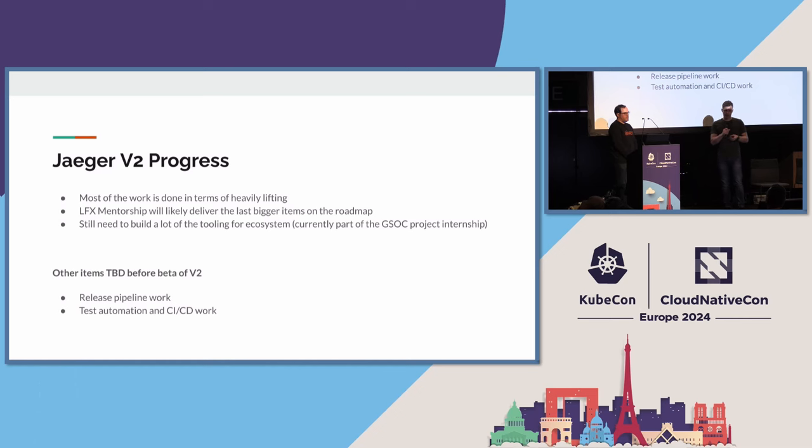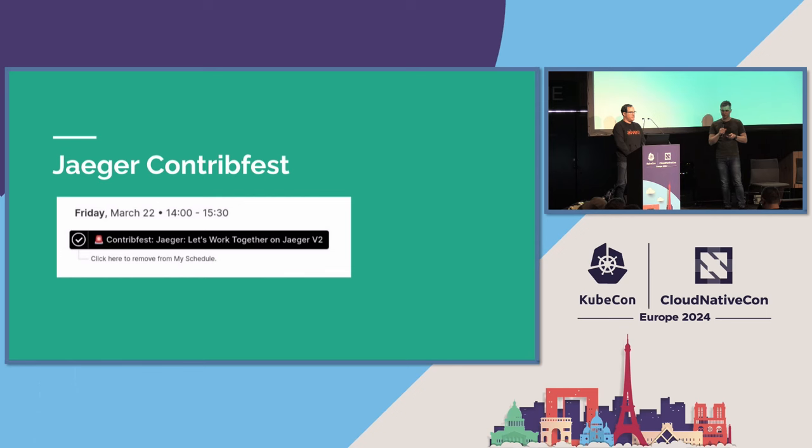So on the progress, we already have the builds. The base is in place. We have also published the Docker images so we can run it. It's in beta, and we would like to release GA probably this year. Most of the work is happening through mentorship, and we'd like to invite you to help us with the project. At KubeCon on Friday, there is a Jaeger Contrib Fest, and I invite you all to join me and try to work on the Jaeger V2 support.